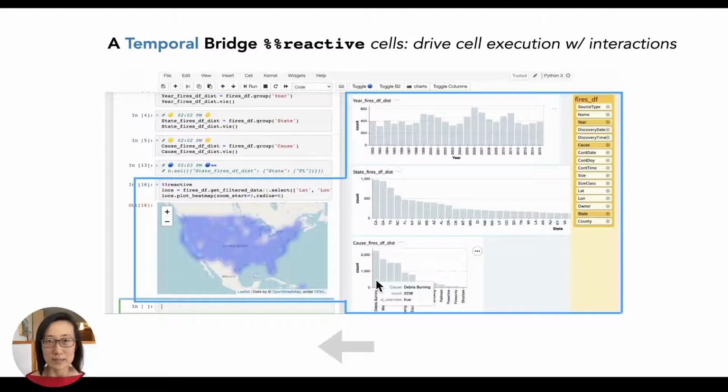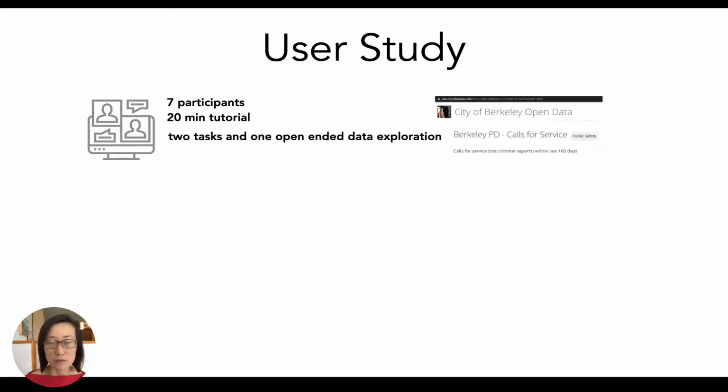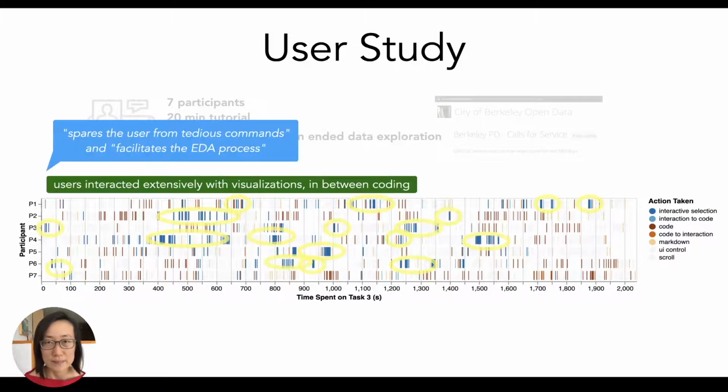To evaluate B2, we conducted a first-use study with 7 participants. The session started with a 20-minute tutorial followed by 2 specific tasks and 1 open-ended exploration on the dataset of Berkeley police calling data. We visualized the actions that the participants had taken. The x-axis indicates time and the y-axis indicates which participant. As we can see here, the dark blue ticks, which represent the selections within the visualizations, are scattered between coding. One participant said that B2 spared them of tedious commands and made data exploration super easy.